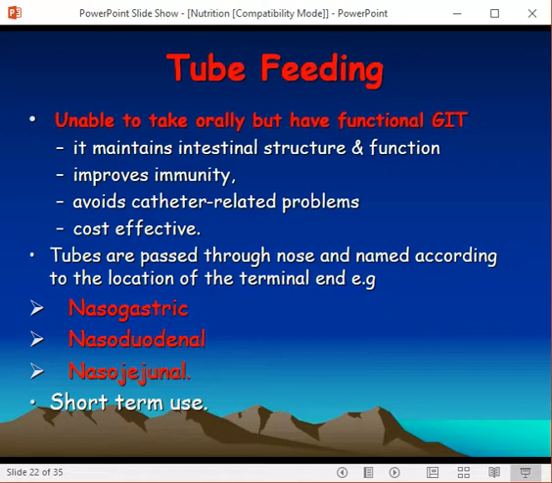Tubes are passed through the nose and named according to the location of the terminal end: nasogastric, nasoduodenal, nasojejunal. And this is for short term use.